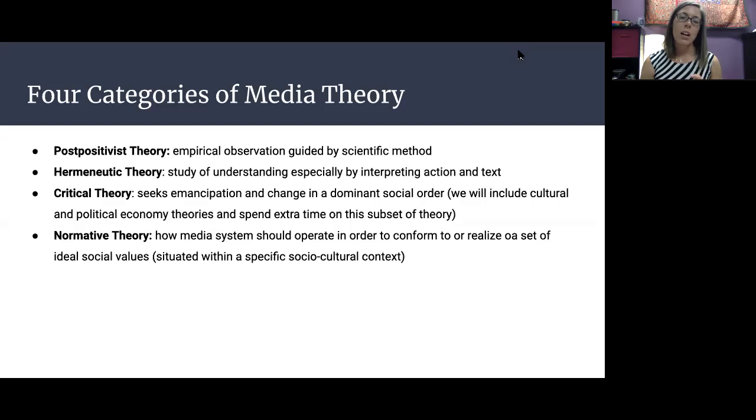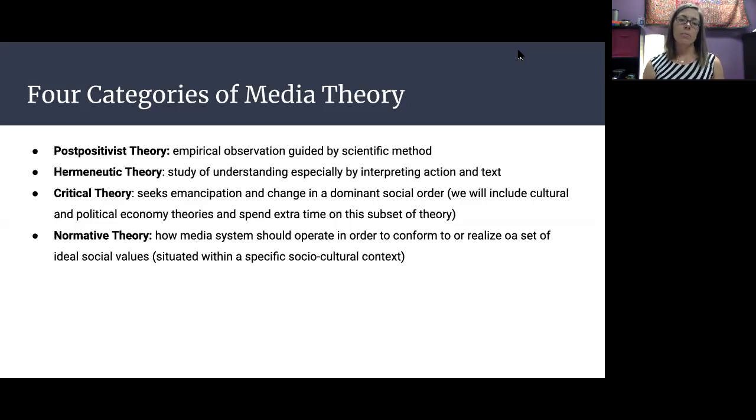Hermeneutic theory is the study of understanding, especially by interpreting action and text. So this looks at how anything can be a text. A performance is a text, a book has text, music is a text, a street performance is a text, and you can interpret these activities, so they can be written, performed, or heard as the text.